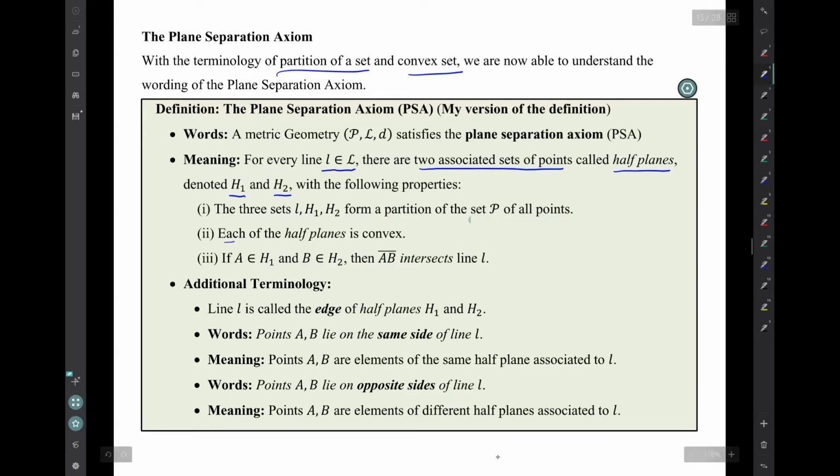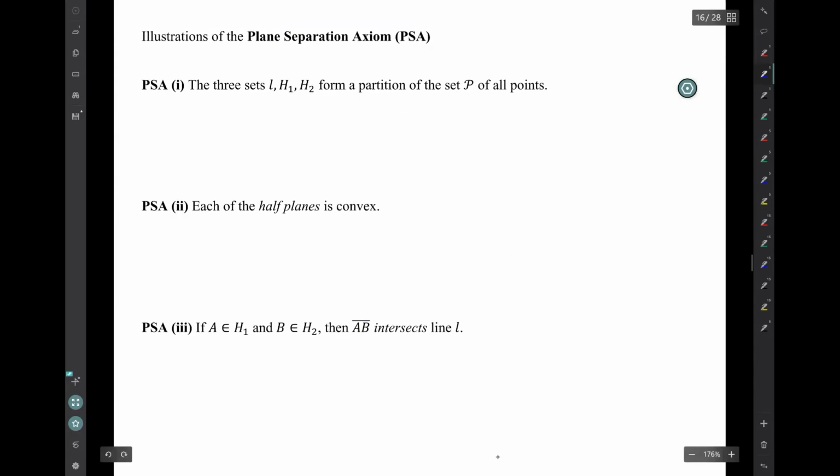Another property is each of the half-planes is convex. And finally, the third property is if a point A is in one of the half-planes and a point B is in the other half-plane, then segment AB intersects line L. Now before going any further, let's illustrate those. The illustration of PSA 1: the three sets, the line, half-plane 1, half-plane 2, form a partition of the set P of all points. Well, we could illustrate that with a drawing such as this.